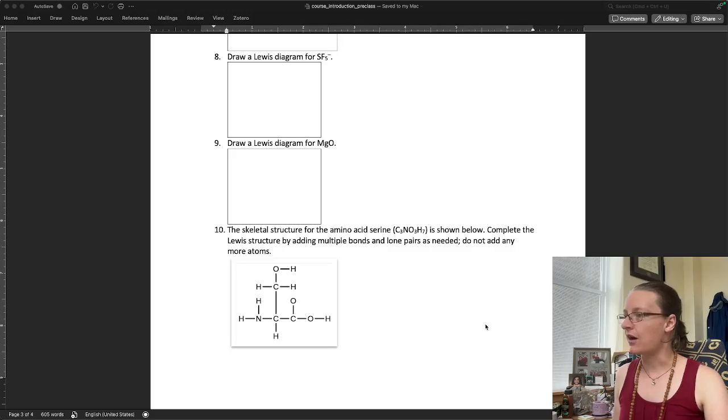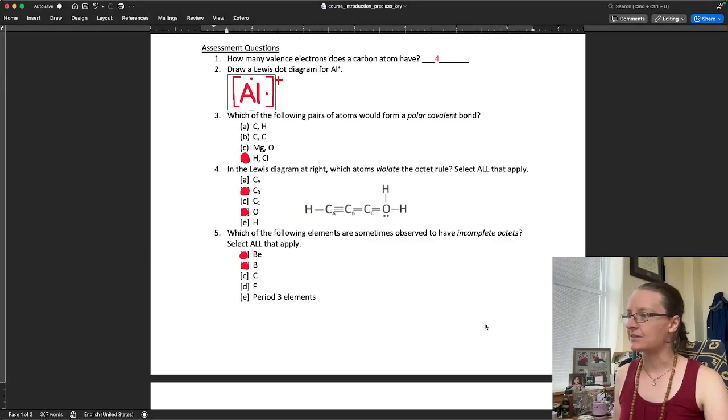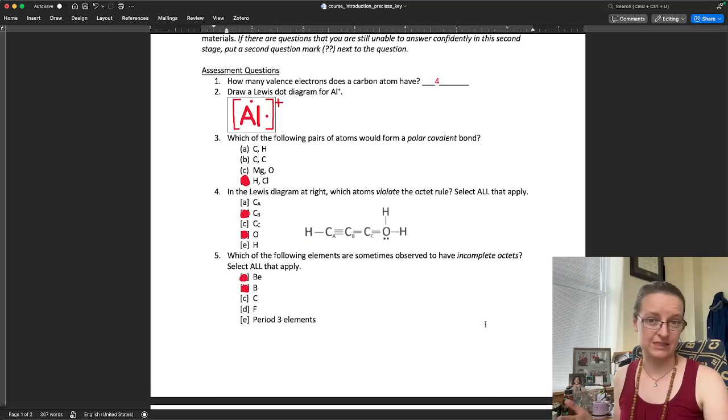Okay, so our first question asks us to identify the number of valence electrons that a carbon atom has. And sort of implied in this question is when you're just given an atom and it doesn't say whether it's a cation or an anion or neutral, you can assume that it's neutral. So here we're talking about a neutral carbon atom.